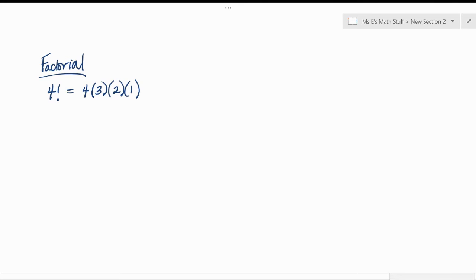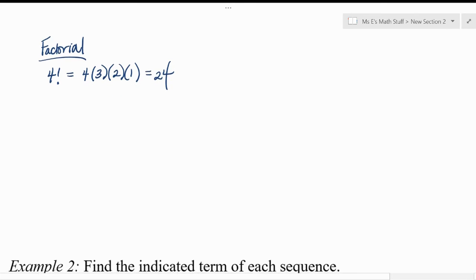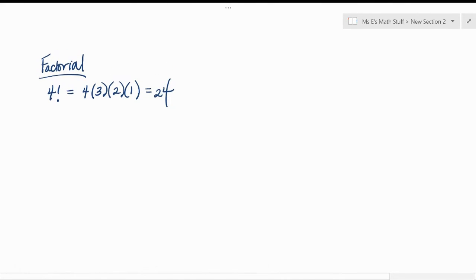Let's see, what would 4 factorial be? What is that? 24? There you go. And if you've never done this with your calculator, it would be kind of fun for you to see if you can find how to do factorial on your calculator and just verify that 4 factorial is 24 according to your calculator as well.